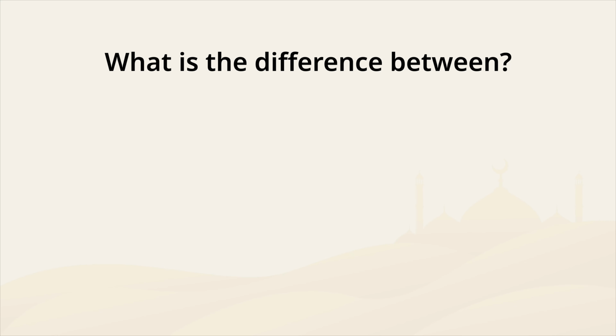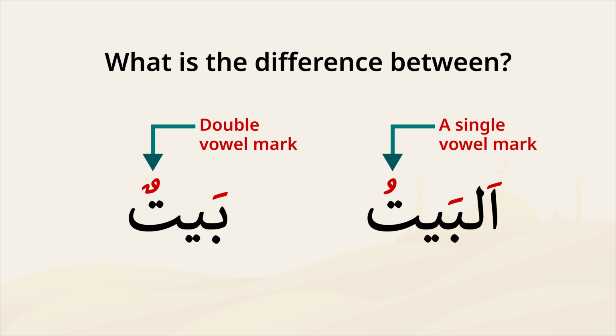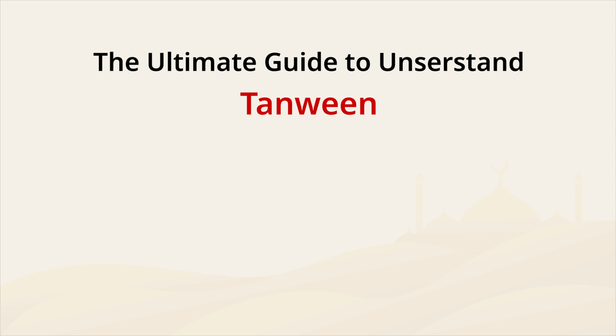What is the difference between a word that ends with a single vowel mark, like dhammah, and another one that ends with two? Does it affect the meaning or pronunciation? And is it possible to see this duplication at the beginning or in the middle of a word? In today's lesson, we will answer these questions as we dive deep into tanween, a fundamental concept in Arabic grammar.